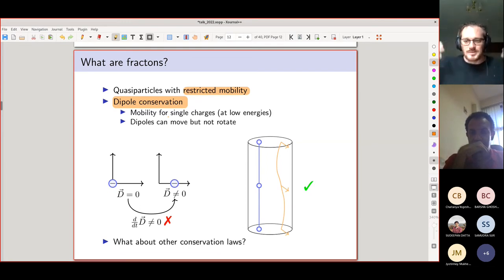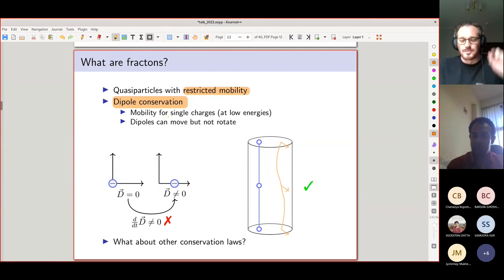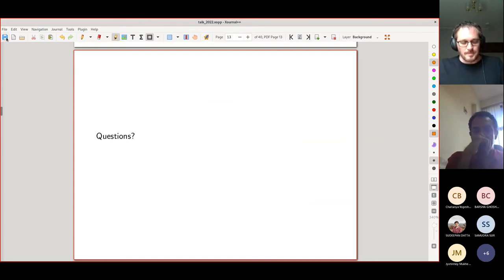And already at this point, you might come to some interesting conclusions. This was dipole conservation. What about other conservation laws that you can think about, like quadrupole moment or different ways to produce dipole moments? Of course, people have thought about this also with different kinds of charges, and this leads to different kinds of mobility restrictions. For example, there's something called lineons, which are particles that are just allowed to move in the direction of the vector, or planons, which are just allowed to move in the plane, or something like this. So different conservation laws might then lead to different kinds of physics. Okay, so that was some of the motivational part.